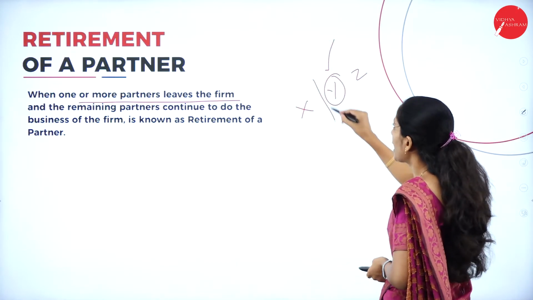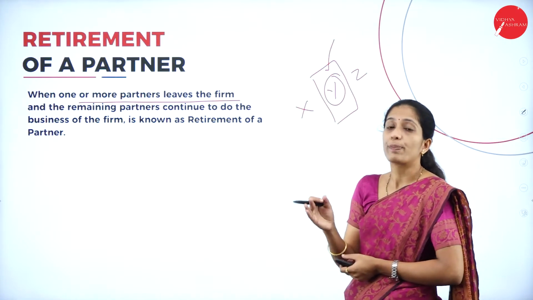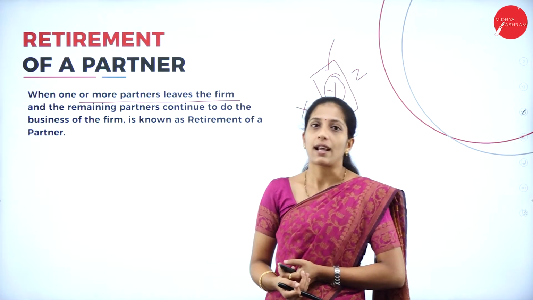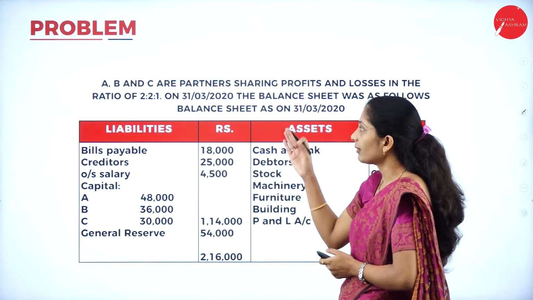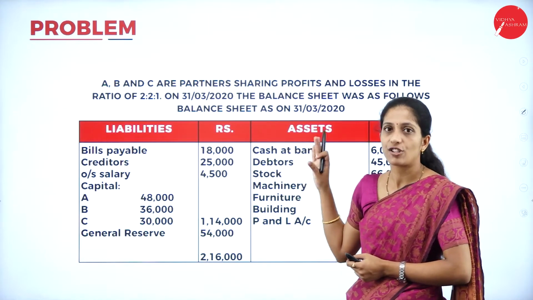So what is it called? It is called retirement of a partner. If one or more partners leave the existing partnership firm, it's called retirement of a partner. Now we shall go through a problem on retirement of a partner, same as your admission.